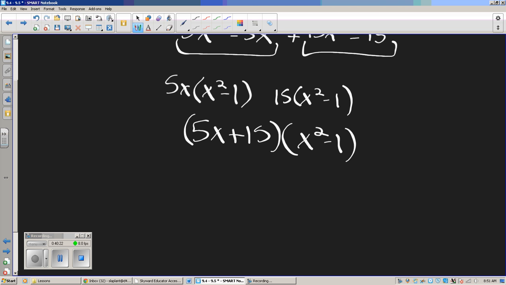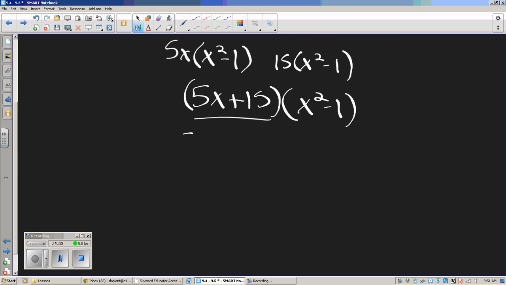And then what do we have to ask ourselves? Is everything completely factored? Is 5x plus 15 completely factored? Right, I see you shaking your head there. What can I factor out of this? A 5. Good. We can't do that because it's a plus. It's not a difference of two perfect squares, but you can factor out a 5. So it's x plus 3. Is x squared minus 1 factored? No. Why?